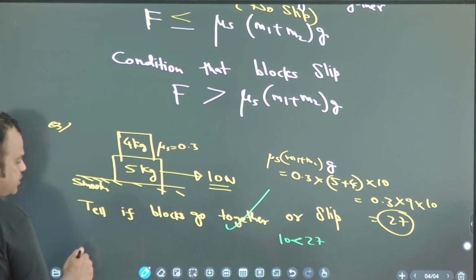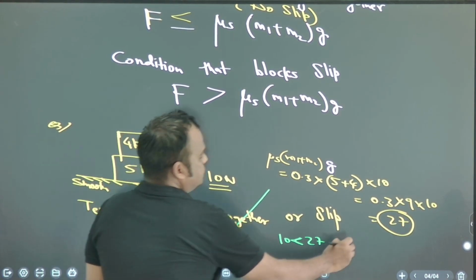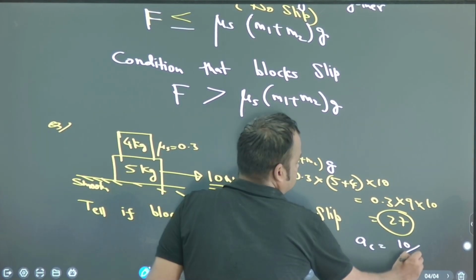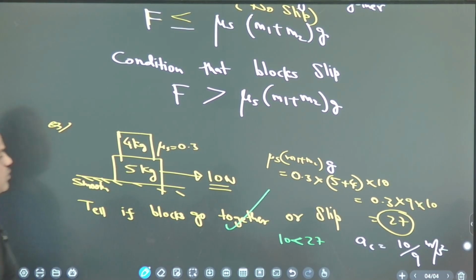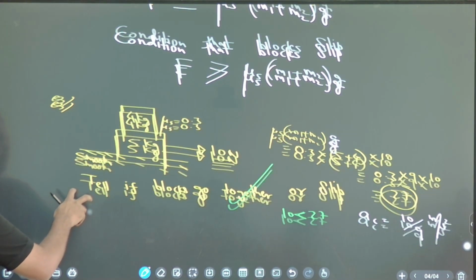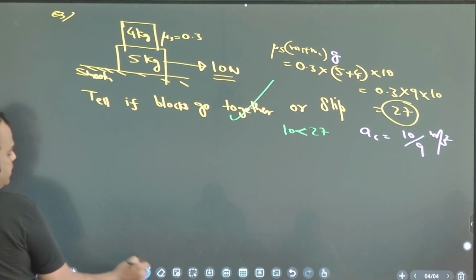So common acceleration you can find. What is the common acceleration? 10 by 9 meter per second square. Note down: common acceleration is 10 by 9 meter per second square. Okay, next question.